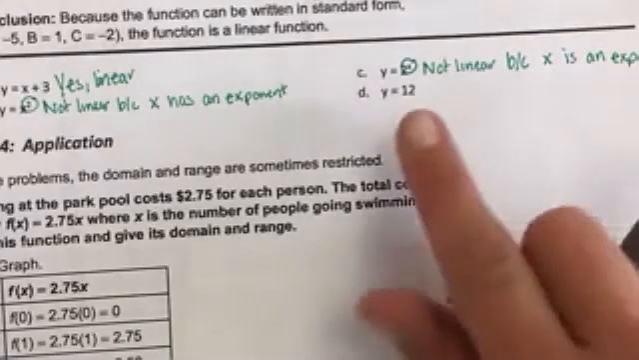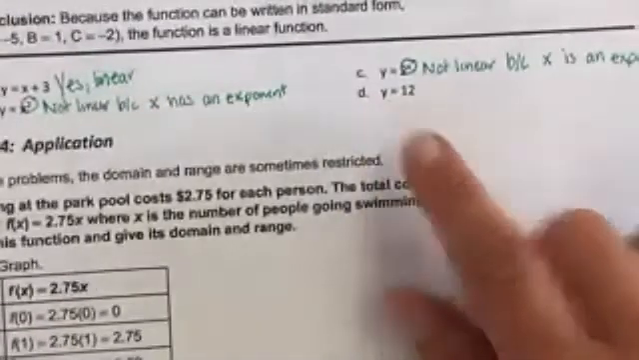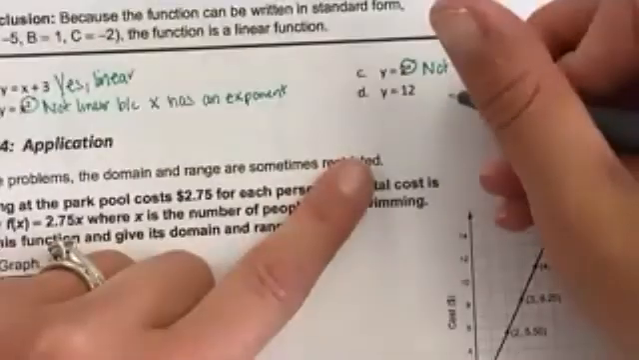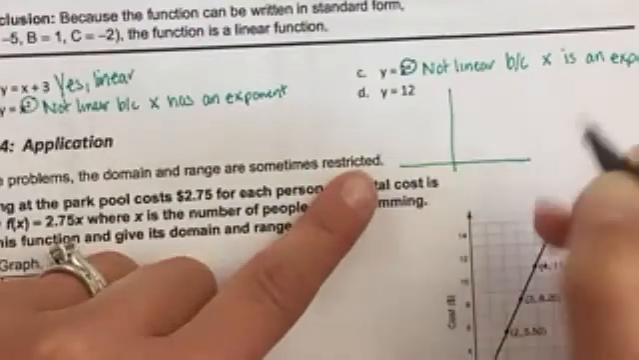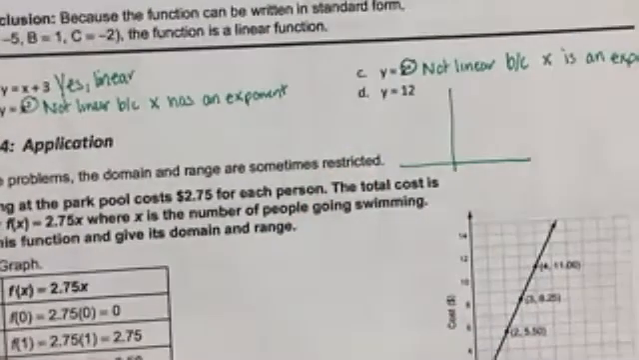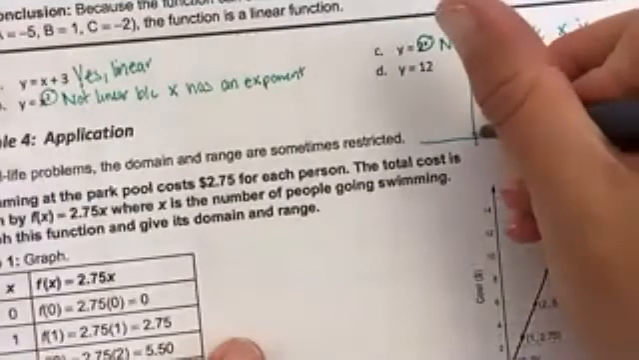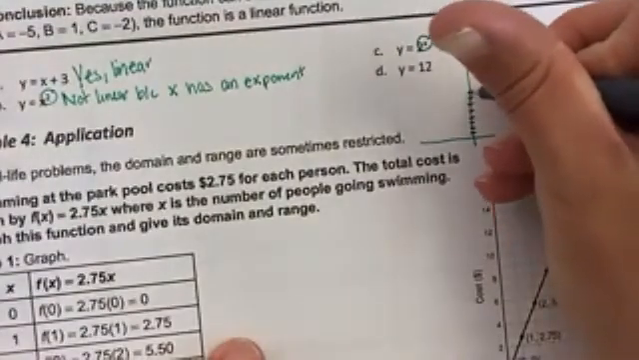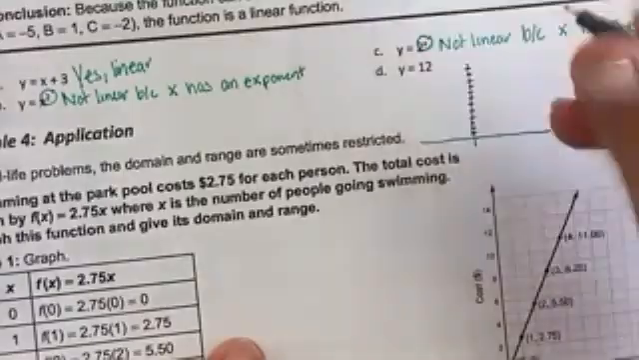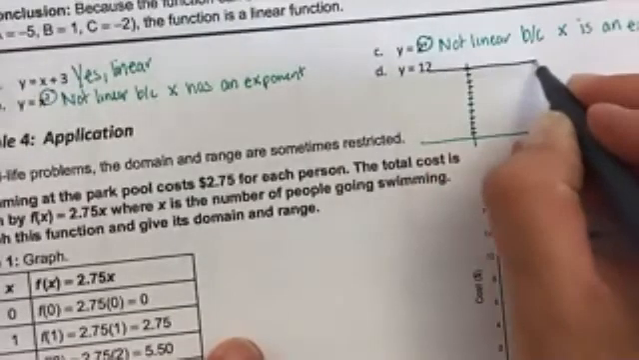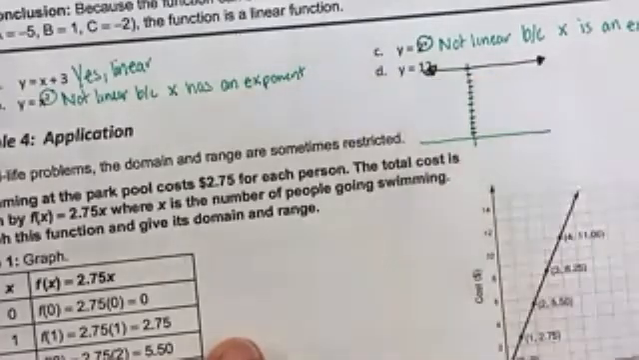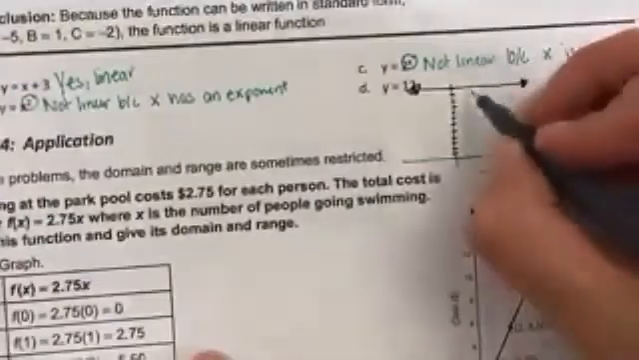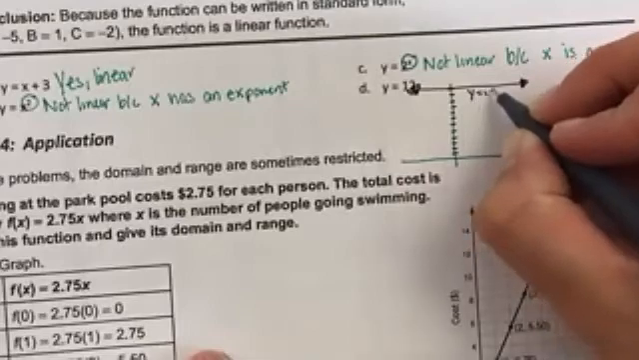The last one, and this is a special case. If we had this on a graph, and I know that you guys haven't really seen this yet, we will talk about them to come. This is what this line would look like. Draw a little tiny graph. Okay, now this right here is y equals 12.